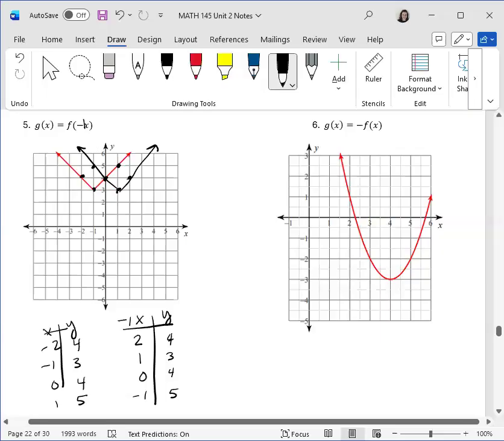Okay, with number 6, again, I'm going to use the T-chart method. I'm going to pick out some points that look like they are at whole number coordinates. So I think I'm going to use those points.